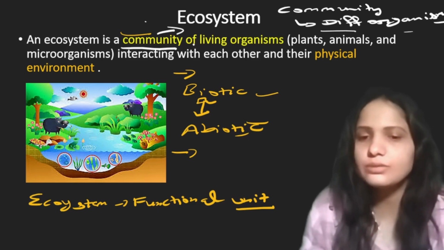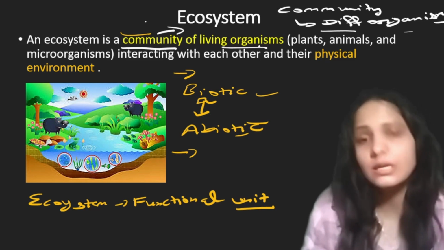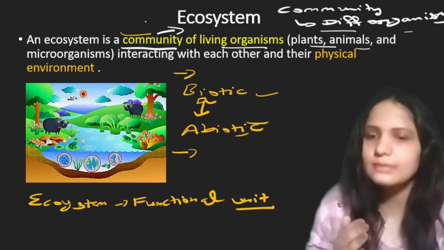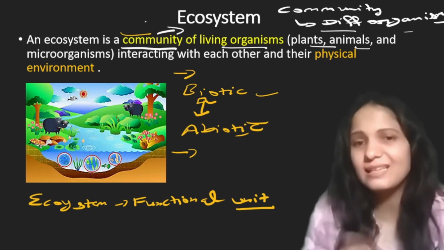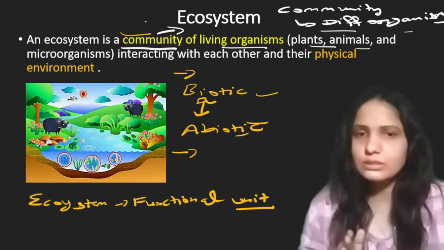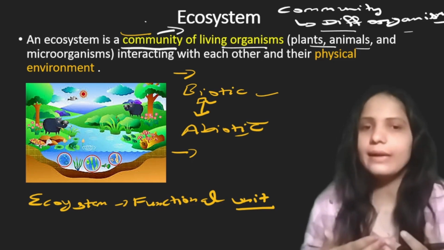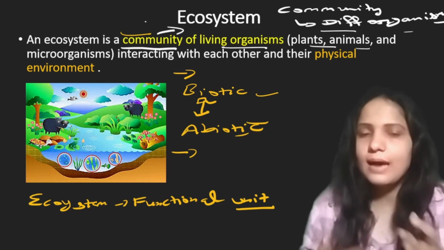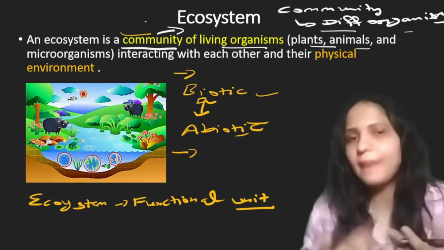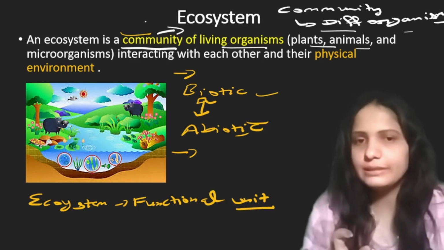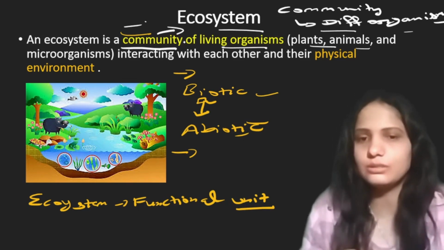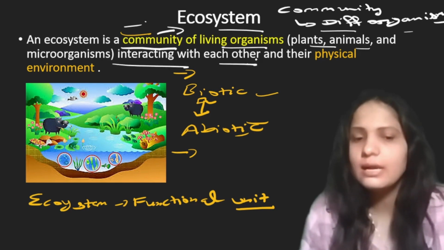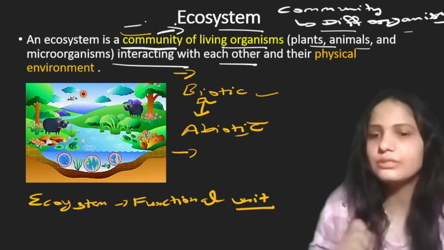If we understand this, ecosystem is a community of living organisms, meaning in an ecosystem we have different types of organisms like plants, animals and microorganisms like bacteria. So ecosystem is a community, meaning in a community we have different types of organisms living together. Humans, plants, animals, microorganisms like bacteria will constitute a community, and community is what? Ecosystem. Now, these plants, animals, microorganisms will interact with each other and also with their physical environment. This is known as ecosystem.